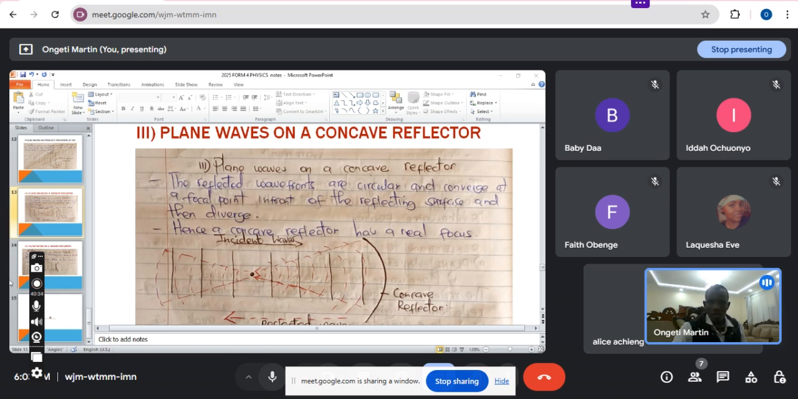Now, if you look at these straight lines, these are the plane waves. So we are directing them towards a concave reflector. Once they strike this concave reflector, they come backwards as circular waves. You can see these dotted ones, which are coming backwards. They converge at a certain point here, after which again, they start diverging as they move outwards. That's the behavior of circular waves.